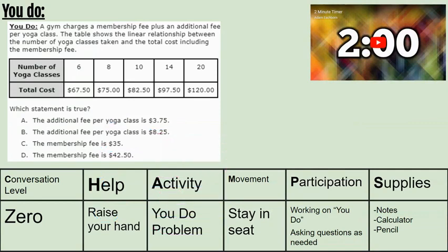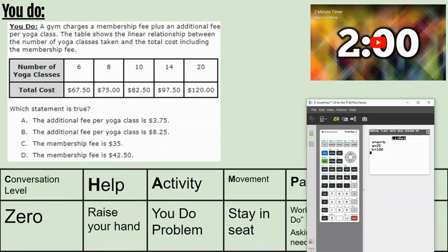All right. So here. The gym charges a membership fee plus an additional fee per yoga class. The table shows a linear relationship between the number of yoga classes taken and the total cost, including the membership fee. So here, you can pause this and do this on your own. I am going to do it.